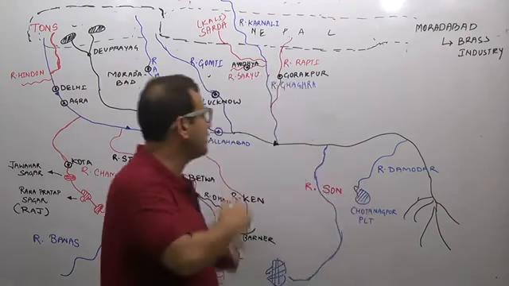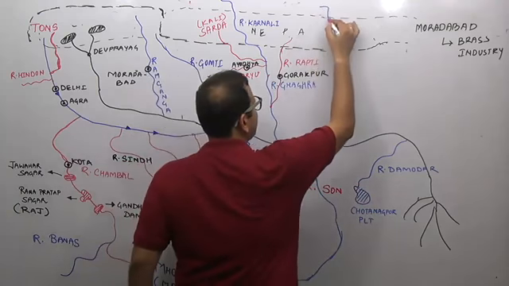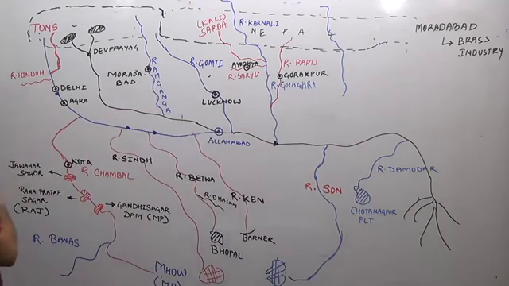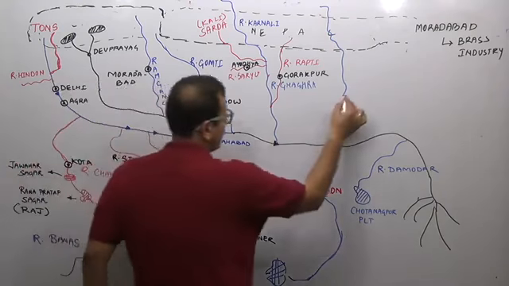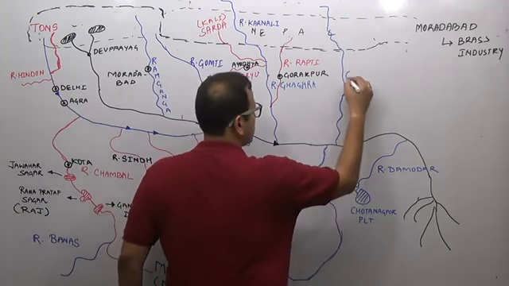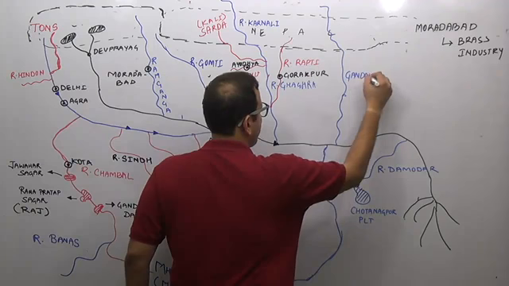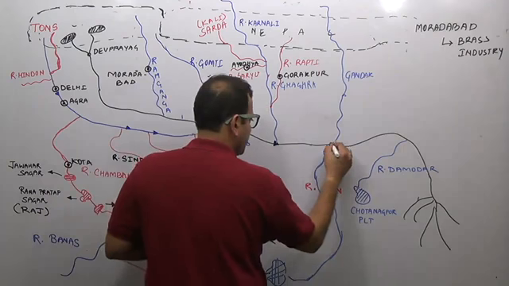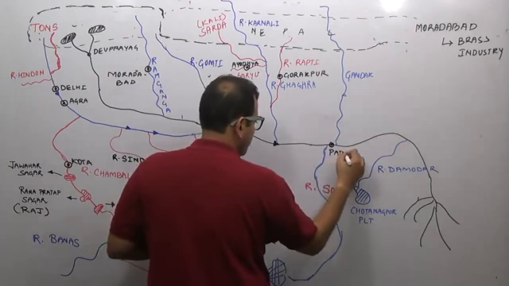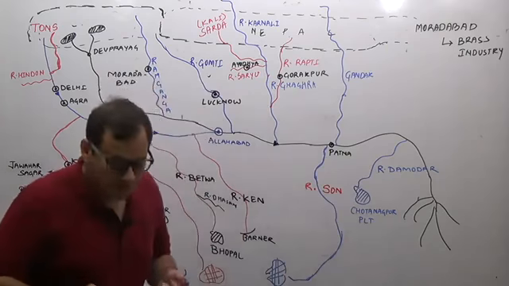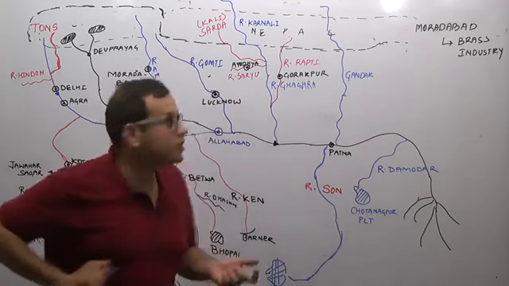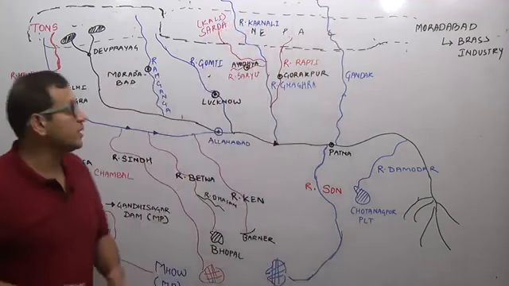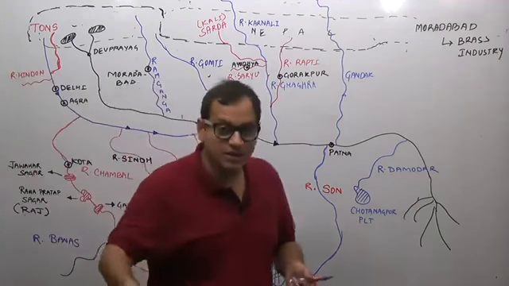The next important river is River Gandak. Again in the Tibetan Mansarovar region, and it joins River Ganga. Where does the Gandak originate? Gandak originates in the Tibetan ranges. River Ghagra originates in the Mansarovar ranges.